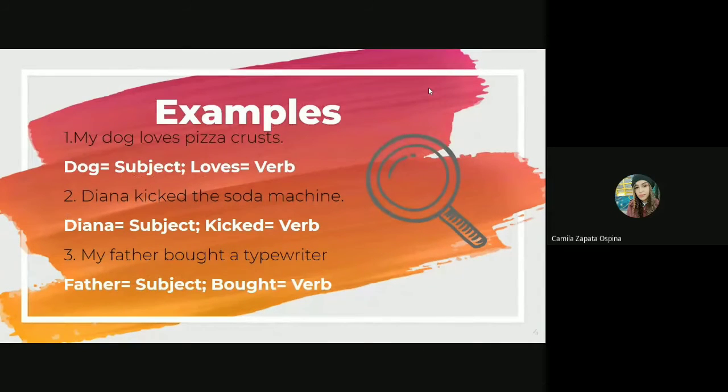The first example says, my dog loves pizza crust. The word dog is the subject and the word loves is the verb. Let's take a look at the second example. Diana cooked the soda machine. Diana is the subject and cooked is the verb. The last example says, my father bought a typewriter. The word father is the subject and the word bought is the verb.